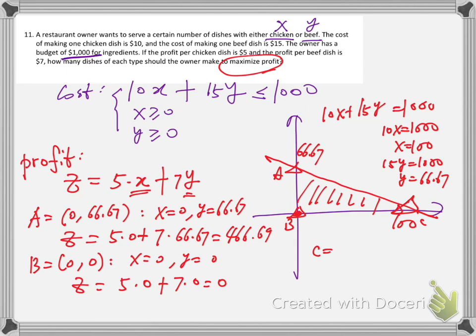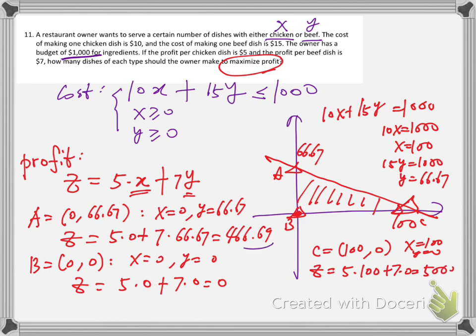C is 100 and 0. So you go 100 chicken, no beef, right? So Z is 5 times 100. X is 100, Y is 0, plus 7 times 0. So it is 500.